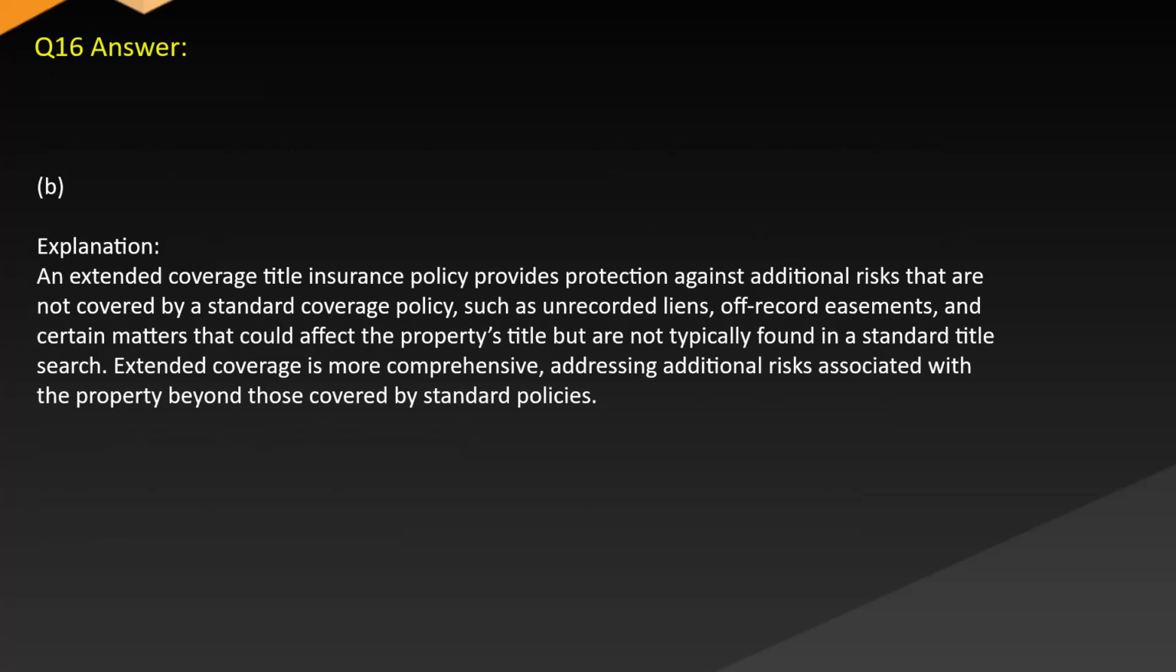Answer B. Explanation. An extended coverage title insurance policy provides protection against additional risks that are not covered by a standard coverage policy, such as unrecorded liens, off-record easements, and certain matters that could affect the property's title but are not typically found in a standard title search. Extended coverage is more comprehensive, addressing additional risks associated with the property beyond those covered by standard policies.